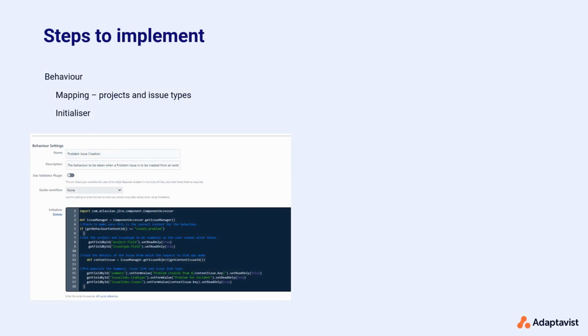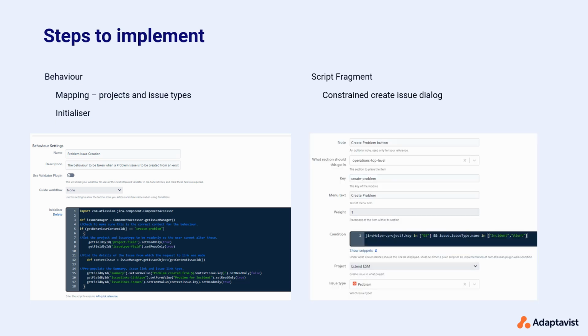To implement this functionality, we have two parts. The first is the behaviour, which not surprisingly defines what is going to happen. Again, just a little reminder, this script is available as part of the supporting material for this session. The second part is a script fragment to decide where this helpful piece of functionality should be displayed. In our examples, we're going to place it in the Operations menu, but you might choose somewhere else.